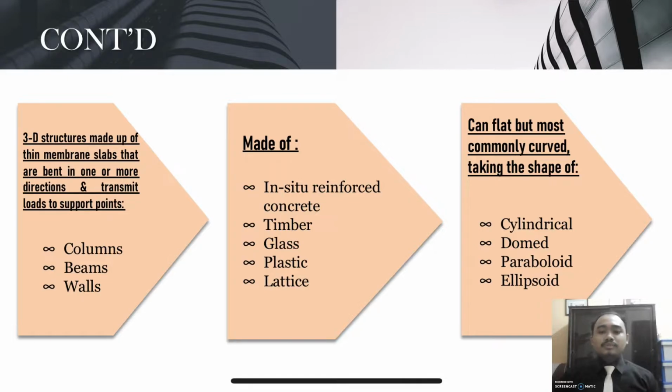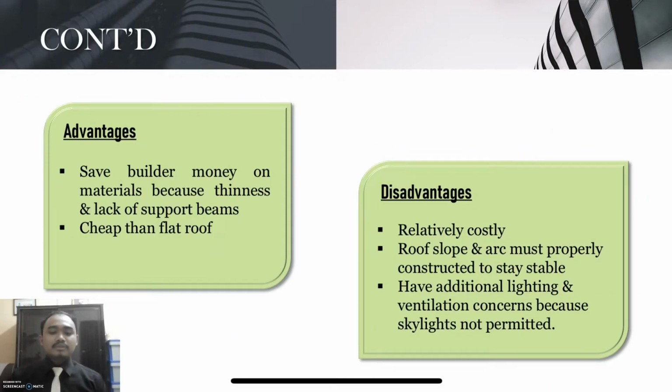It is made from in-situ reinforced concrete, timber, glass, plastic and lattice. Roof shell can be flat but is most commonly curved, taking the shape of cylindrical, dome, parabola and ellipsoid. The advantage of roof shell is that it saves the builder money on material because of its thinness and lack of support beams. It is cheaper than a flat roof. The disadvantage is that it is relatively costly.